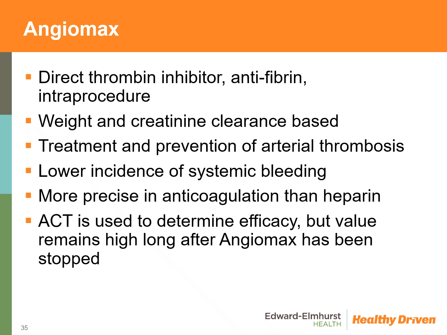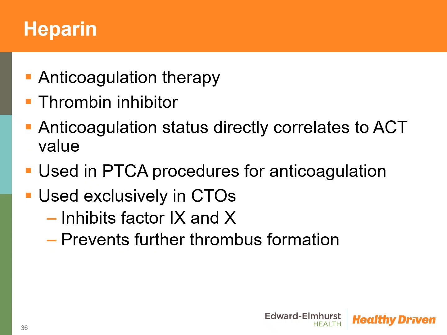Angiomax is a direct thrombin inhibitor, antifibrin, and used intraprocedurally. It's weight and creatinine clearance based, and used for the treatment and prevention of arterial thrombosis. It will lower the incidence of systemic bleeding, and it's more precise in anticoagulation than heparin. ACTs are used to determine the efficacy, but the value remains high long after Angiomax has been stopped. Whereas with heparin, as you give more heparin, your ACT goes up, and you wait for it to come down. The ACT is not as relevant to the Angiomax, just to determine that it is actually working.